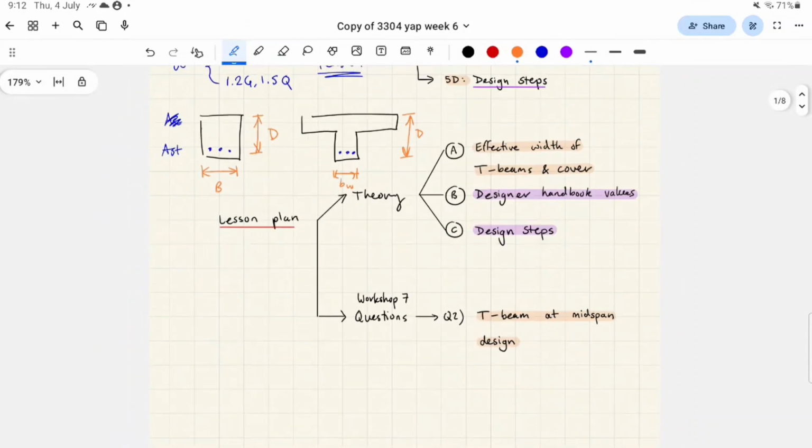My plan is, instead of running through the design steps, because there are quite a few steps, what I'll get you to do later, and why I sent you the Google Drive link, is pull up the design steps when we get to the workshop questions. This will be a blank page on my end, and you'll help me run through how to design this T-beam given my instructions in the design steps.